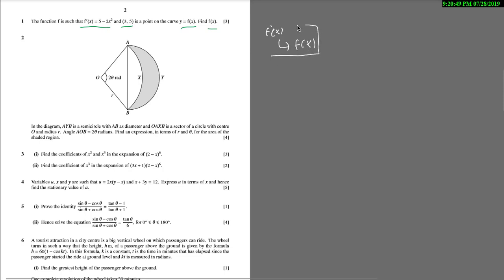So how can we find this? Also, the point (3, 5) is given, which lies not on this derivative equation but on the equation f(x). To make it clear, a given point is useful if you want to change the derivative equation into the original equation. So for that we need to do what? Integration. We need to apply the integration process.